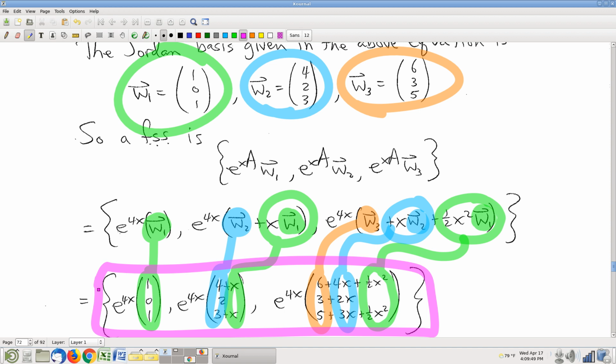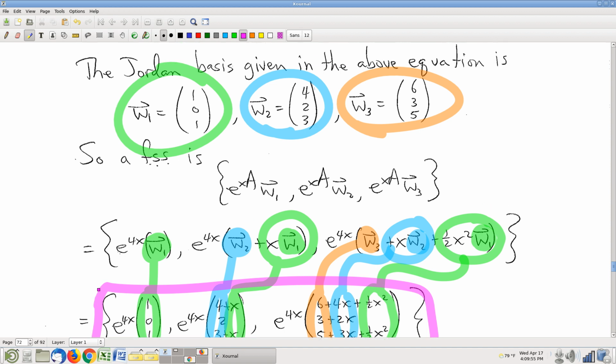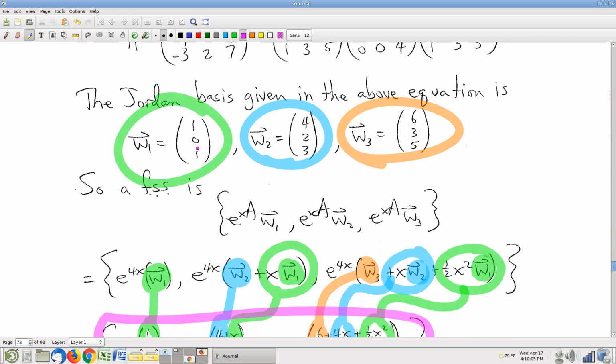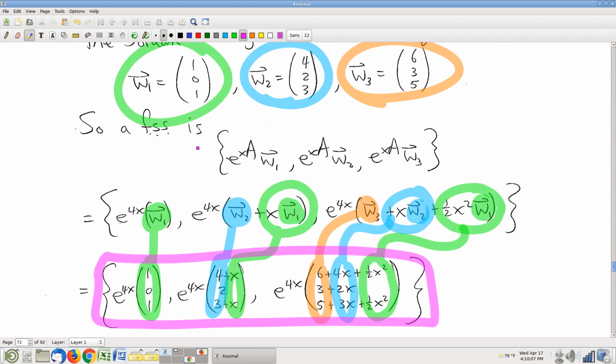Right? So this matrix exponential business is crazy powerful for this specific application of solving these kinds of constant coefficient, non-diagonalizable, homogeneous linear systems. Really, really powerful. Once you know the Jordan basis, you can pretty much just write down the solutions. Okay, so big fan.